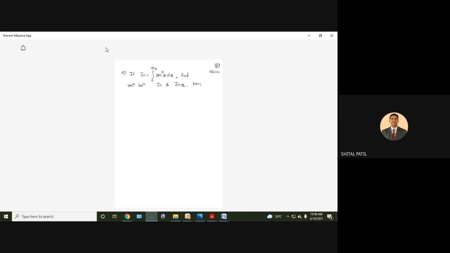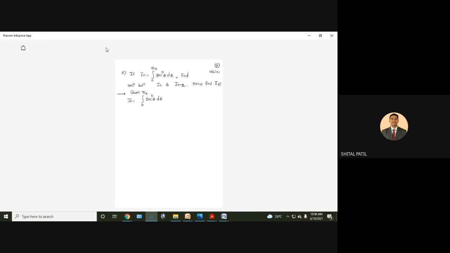Hence, find I6. Use it to find I6. Okay, so we'll start like this. Given I_n equal to integration from 0 to pi by 4 sec raised to n theta d theta.